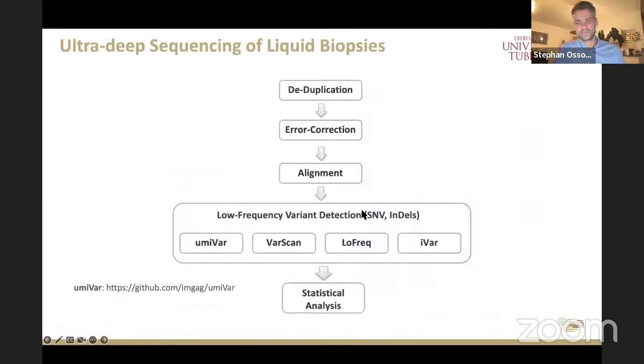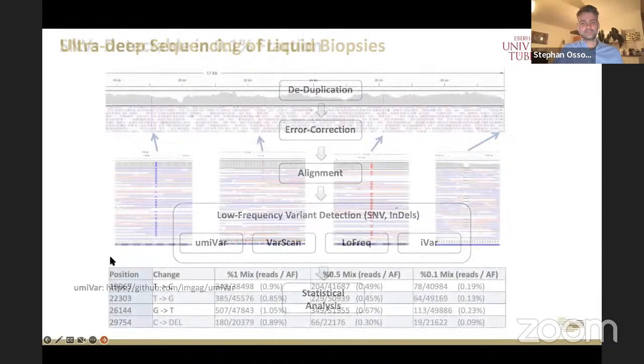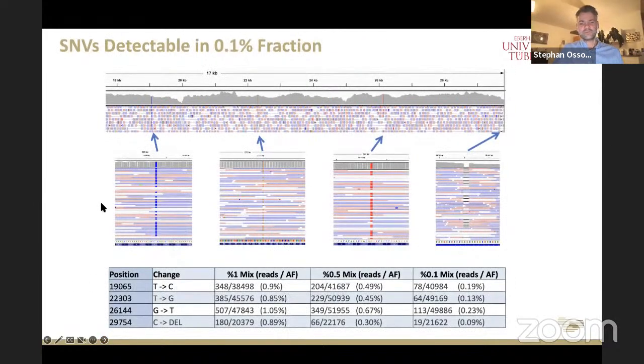All of that we put into a pipeline and we compare to other tools that can achieve the same, like iVar, which is pretty good, and some older tools, VarScan and LoFreq. All of them can detect low frequency variants in Illumina data, and then we can compare them. And what we found is that this works as well as in cancer.